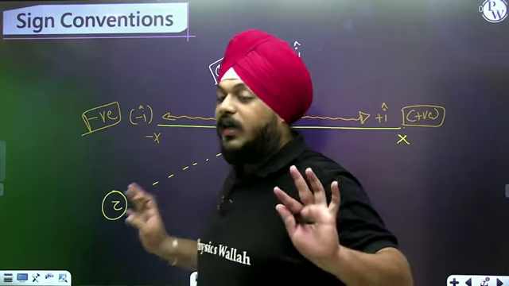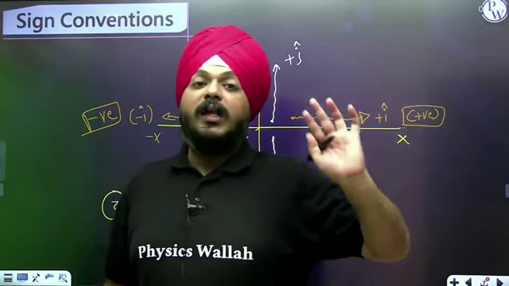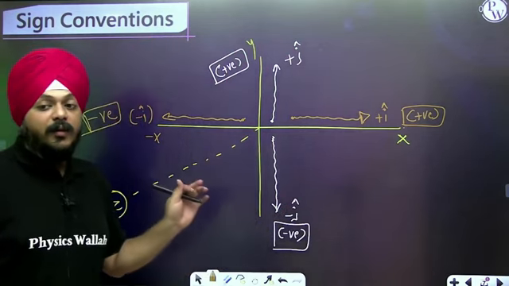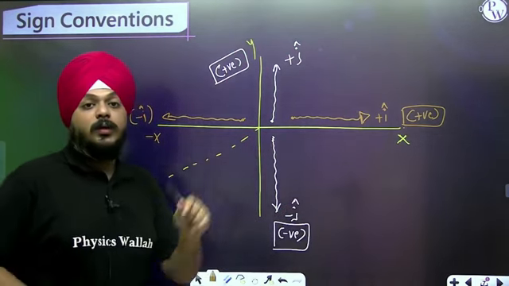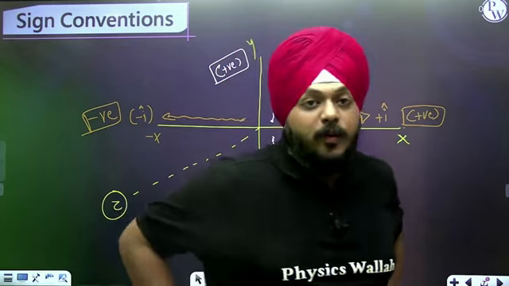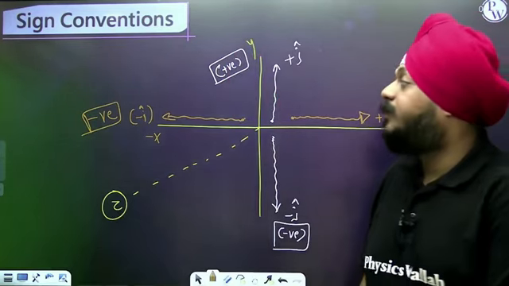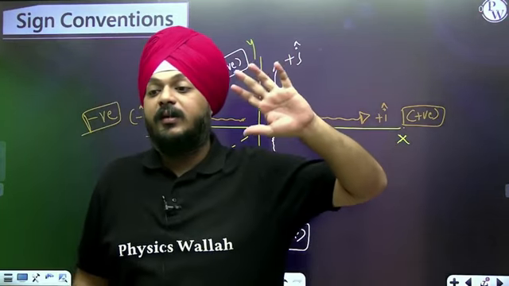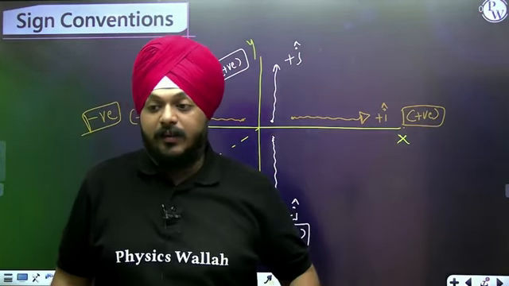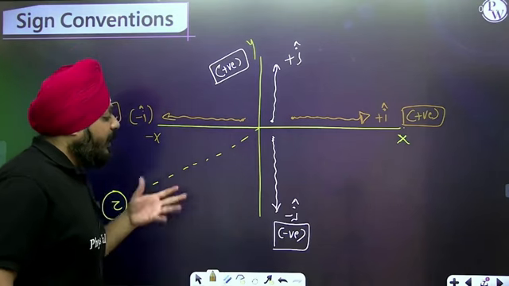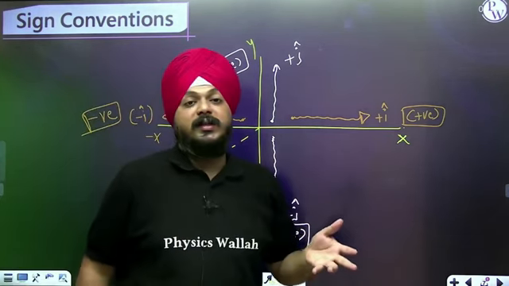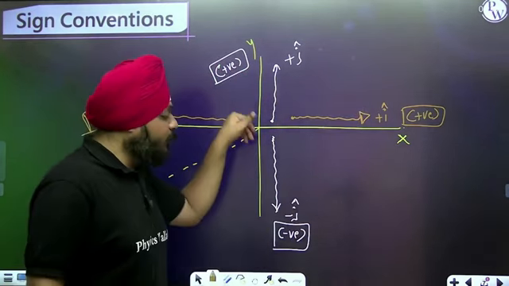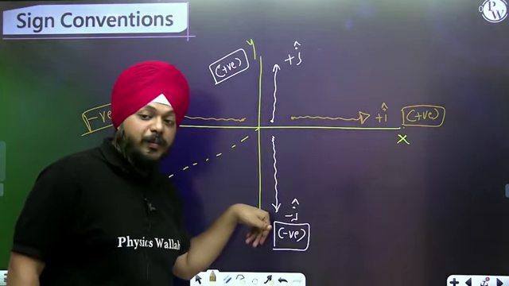But right now we are only dealing with motion in 1D, the kind of rectilinear motion, so we will only consider x and y. Upward positive, downward negative. In some schools or institutions, they always take downward as positive.